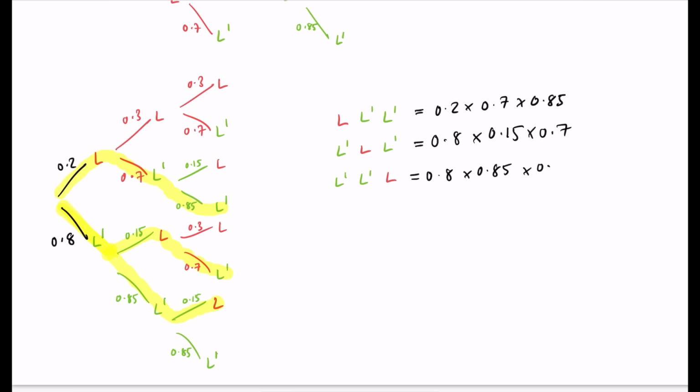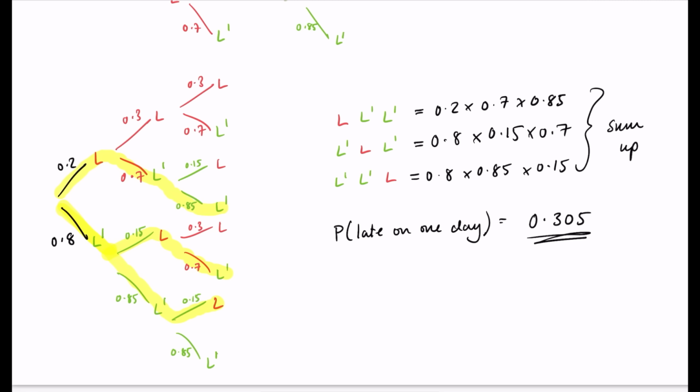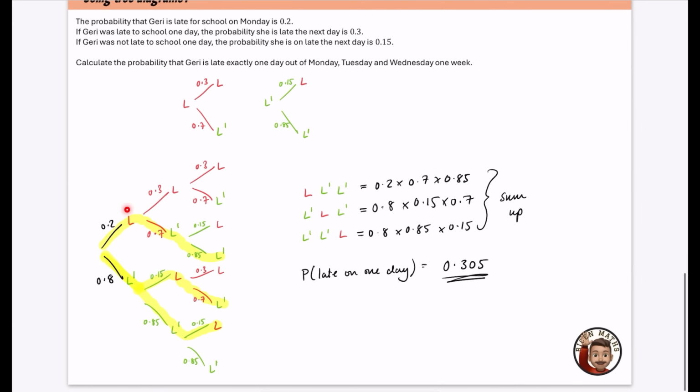0.85, and 0.15. So the probability of late on one day is just going to be the sum of all of these things added together. Sum them up. So it's 0.2 times 0.7 times 0.85 plus 0.8 times 0.15 times 0.7 plus 0.8 times 0.85 times 0.15, and we get 0.305.